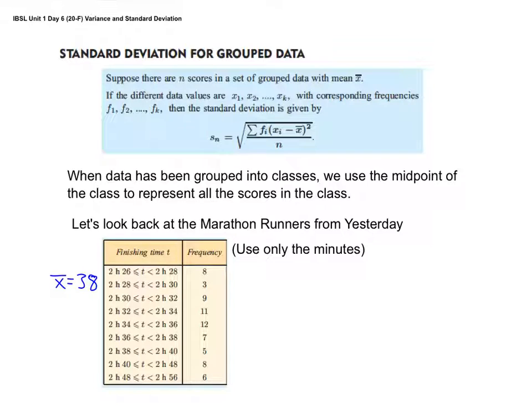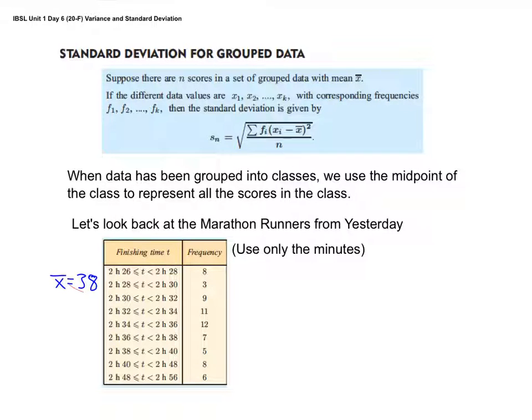Okay, the last thing I want to mention here is how we deal with grouped data. We have these marathon runners. When data's been grouped into classes, and this is important, when we were doing the cumulative frequency graph, what value did we use as our x coordinate? The highest, okay? So if we're doing a cumulative frequency graph, we're using these values right here. If you are finding the mean or standard deviation, that is not the case though. We do not want to use that.